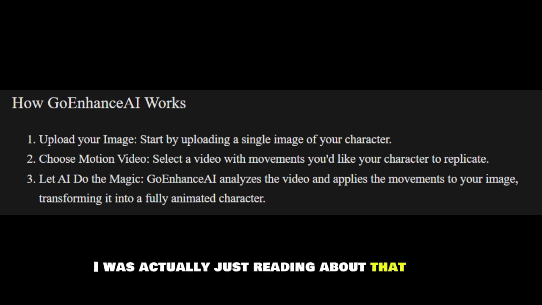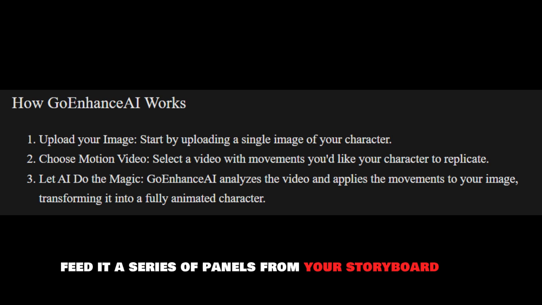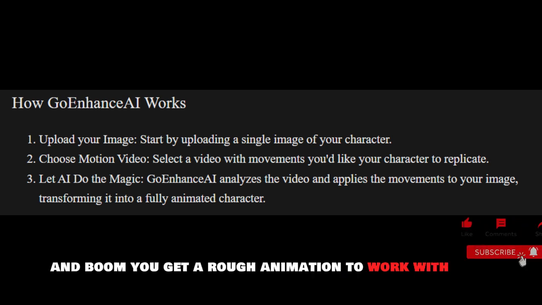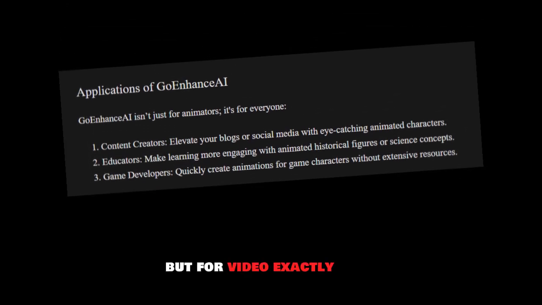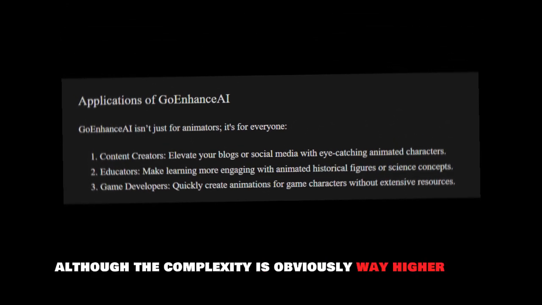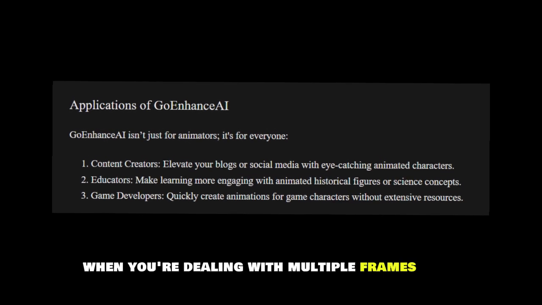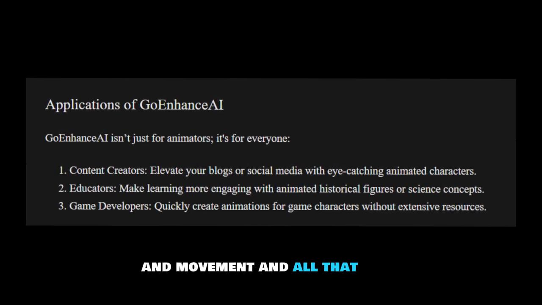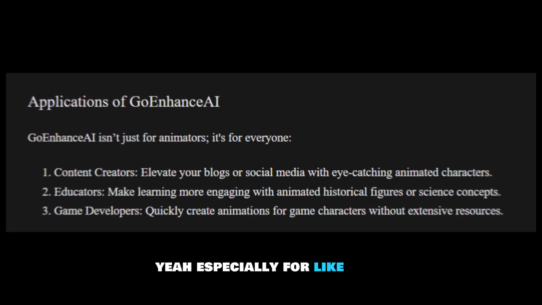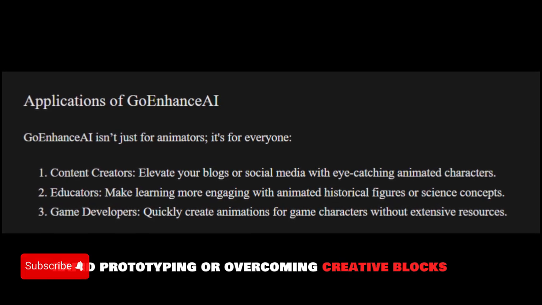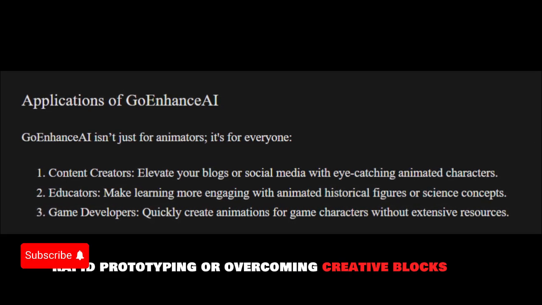I was actually just reading about that. One of the articles mentioned this image reference feature. So you could feed it a series of panels from your storyboard. And boom, you get a rough animation to work with. That's incredible. So it's kind of like how some AI image generators use reference photos, but for video. Exactly. Although the complexity is obviously way higher when you're dealing with multiple frames and movement and all that. I bet. But still, that has to be a game changer for animators. Yeah. Especially for rapid prototyping or overcoming creative blocks.